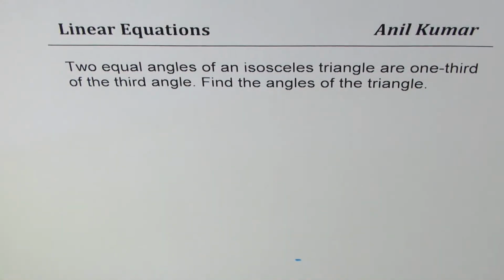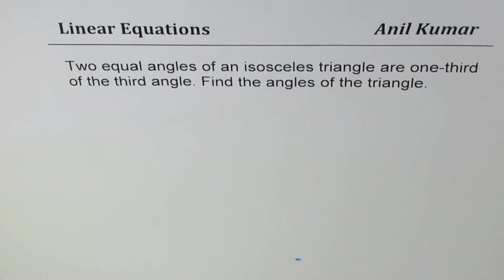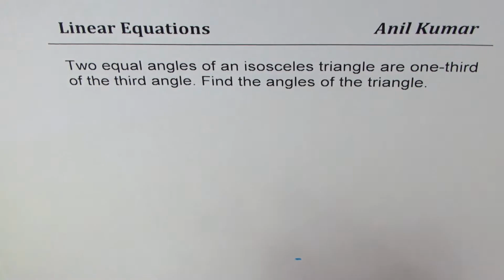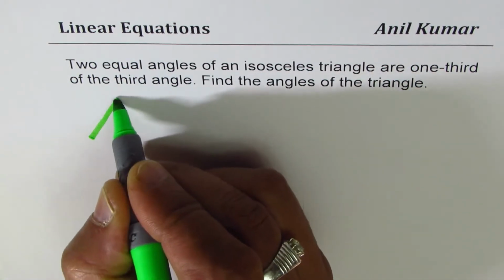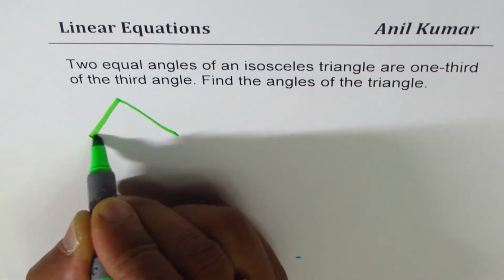I'm Anil Kumar, and in this video we will learn a method to work with word problems. The question here is, two equal angles of an isosceles triangle are 1/3 of the third angle. Find the angles of the triangle. So the first thing is to sketch a diagram which can help you solve the question, right?